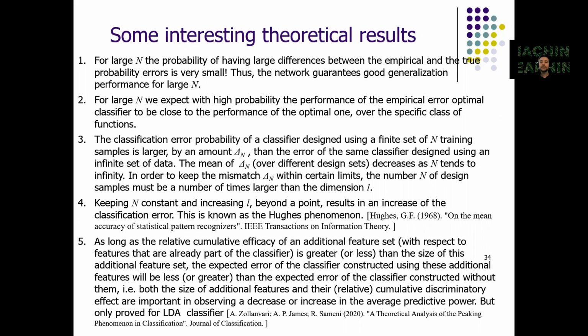The second point is something which I already mentioned. If you have a large n, you expect with high probability that the empirical error, the performance of your classifier that has been trained with the data, to be very close to the performance of the optimal classifier. Okay, the optimal classifier over the specific class of functions.